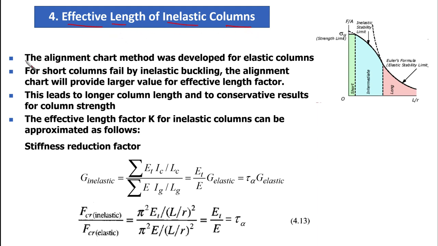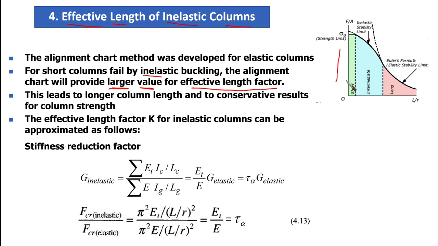First of all, the alignment chart method was developed for elastic columns. So it was for this part here. This is the elastic part. However, for the inelastic part, which is this part here, the alignment chart will provide a larger value for the effective length. This means that we're going to be over designing our columns, because some part of the column is going to fail by yielding, not by buckling.